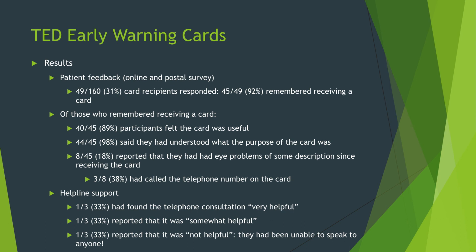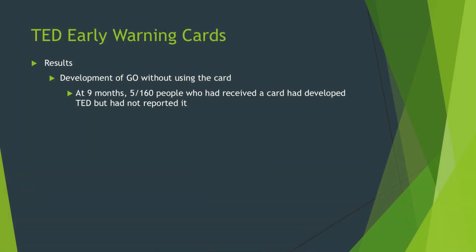Of the 3 people who called the helpline who'd responded to the survey, the feelings about the helpline were quite mixed. 1 person said it had been really helpful, 1 person said it had been somewhat helpful, and 1 person said that it had been unhelpful. This is because they'd phoned a couple of times and hadn't actually managed to speak to anybody, and so were not very satisfied, understandably. In total, at 9 months, 5 out of 160 people who'd received a card had developed thyroid eye disease but had not reported it through the helpline, so hadn't phoned up.